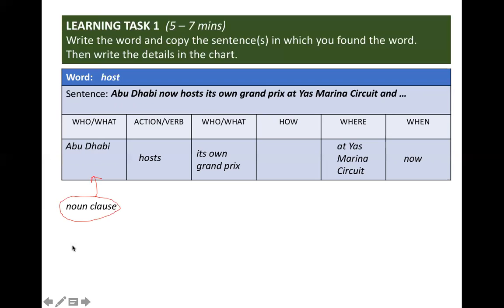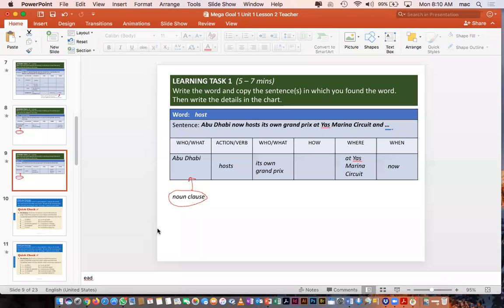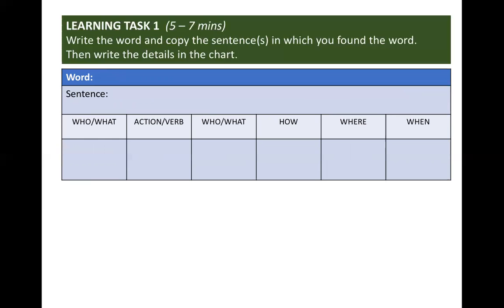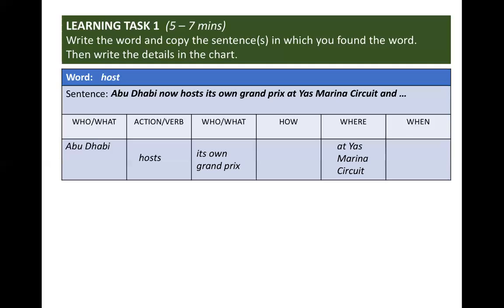Okay, so I'm sorry, we need to remove this. It's not a noun clause anymore. But that is one of the hazards of copy paste, which we always need to move a little faster. So we put the word now here, even though we put it in front of host to emphasize it. But it is a when detail, right? So the actual sentence is Abu Dhabi now hosts its own Grand Prix at Yas Marina Circuit, okay?